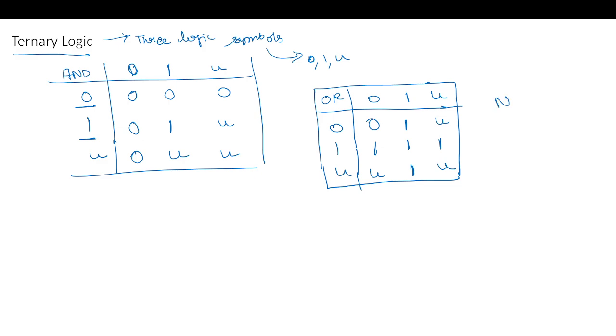Similarly, if you consider a NOT gate, we are defining this for all the basic gates, what the ternary logic will be. So this will be the normal binary, and you will give U.